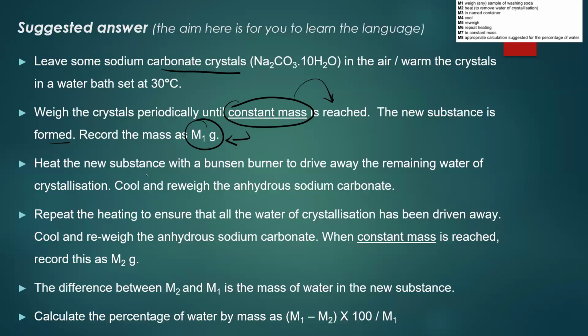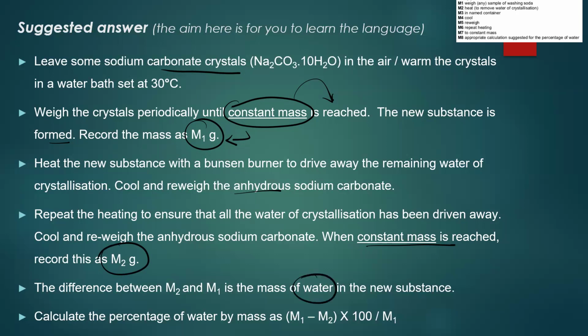Okay, now you have to heat the new substance again, and you will reweigh it. Cool and reweigh the anhydrous one. Now no water is left in it. Repeat the heating to ensure that all of the water of crystallization has been driven away. Cool and reweigh the anhydrous sodium carbonate. When constant mass is reached, record it as M2. The difference between M2 and M1 is the mass of water in the new substance.